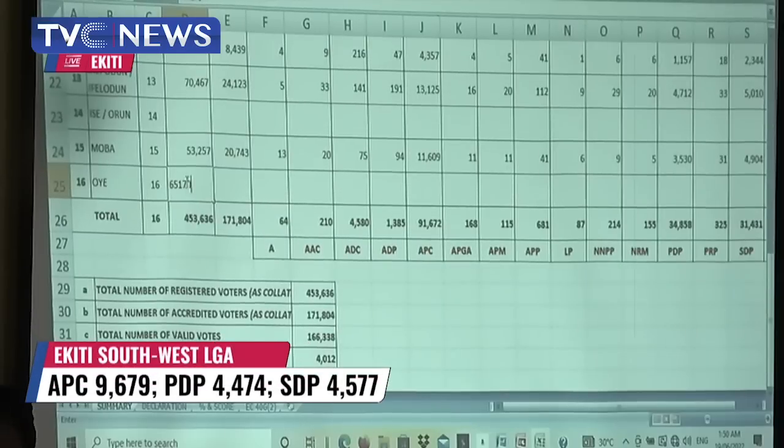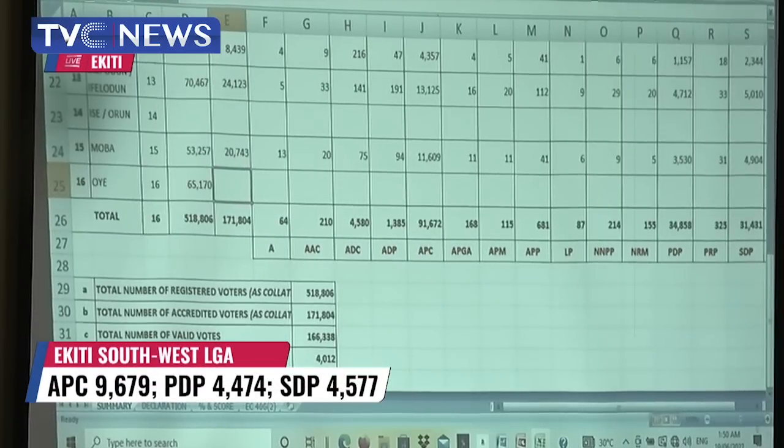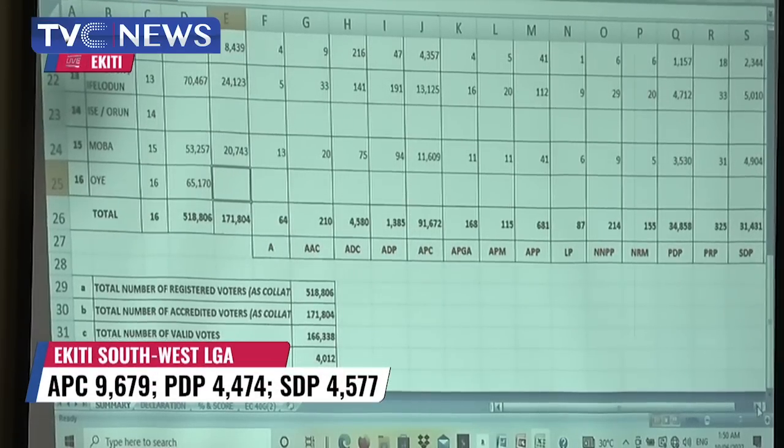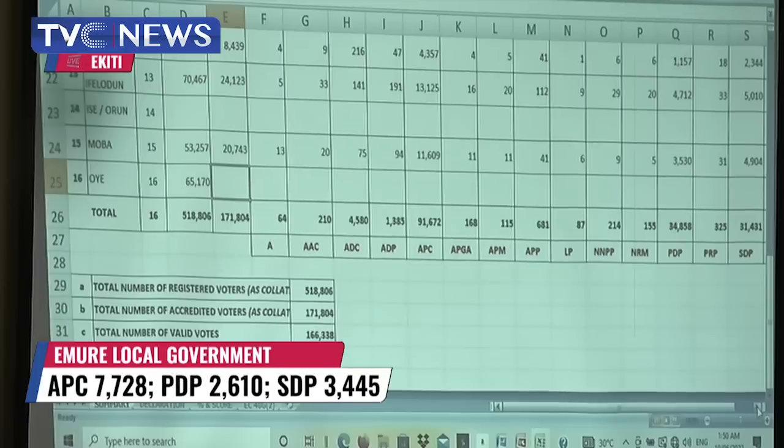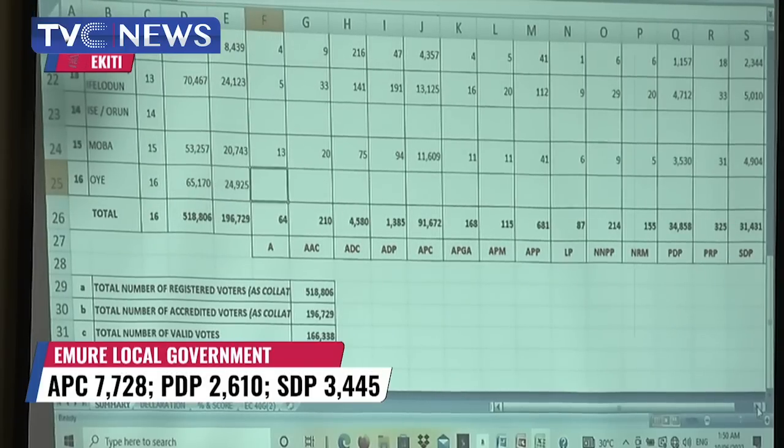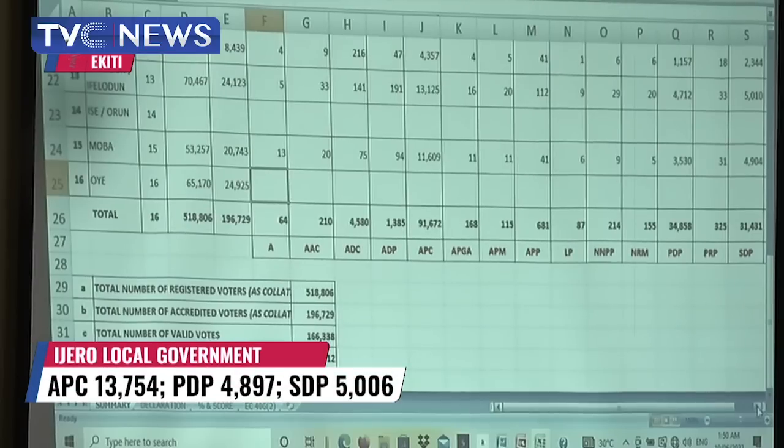Sir, please, let's start again. Okay. Can we start again? No problem, sir. Number of registered voters 65170. Number of registered accredited 24925. Then the votes received by the parties.